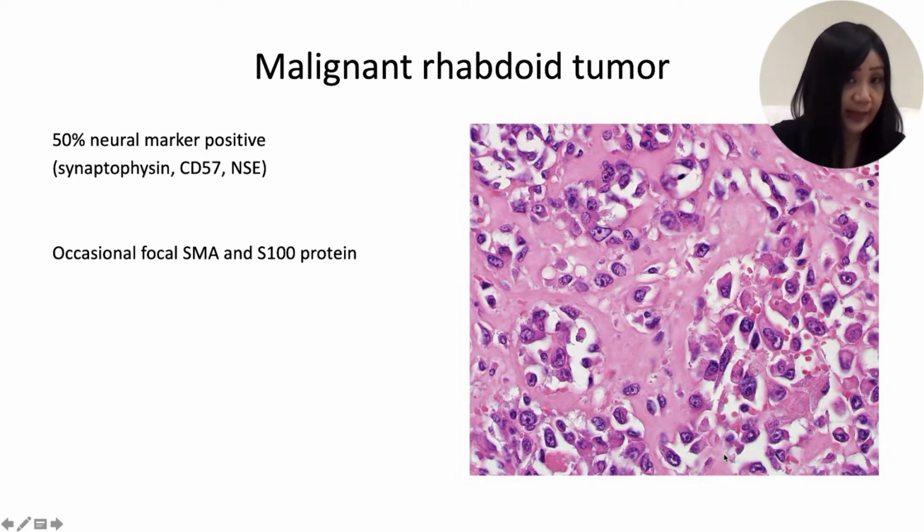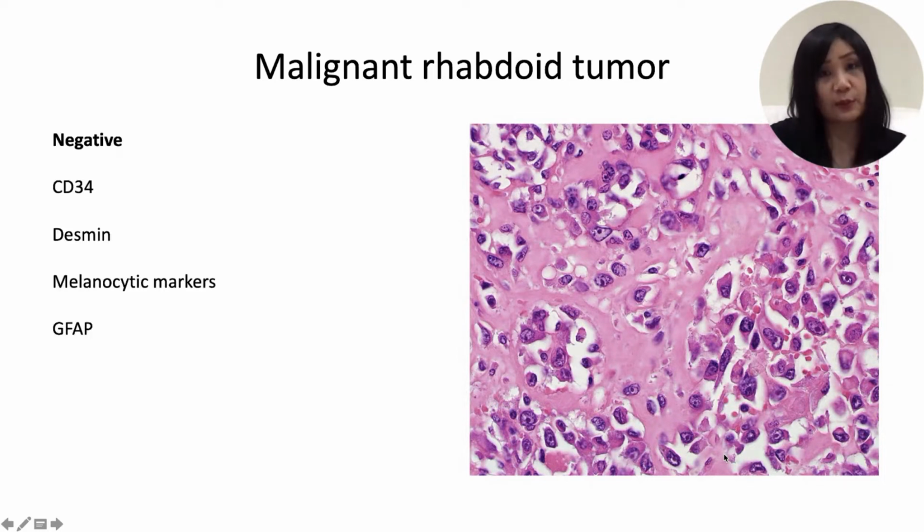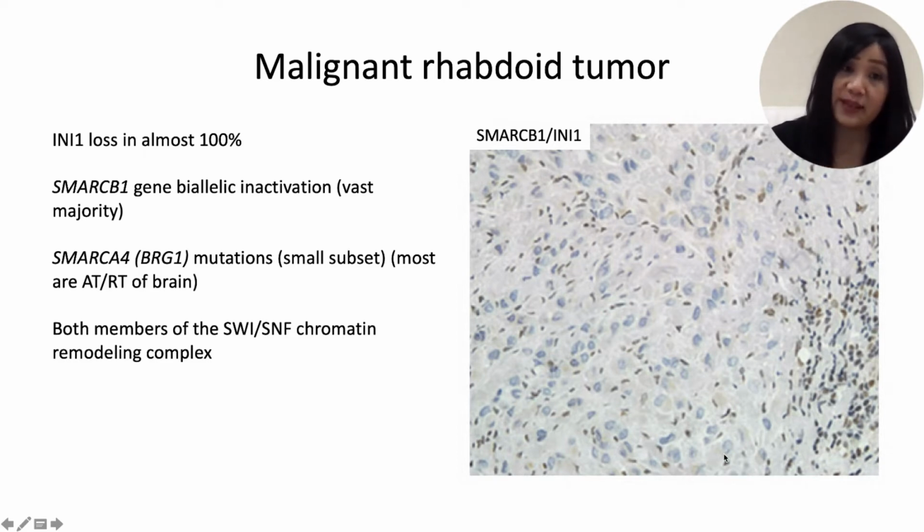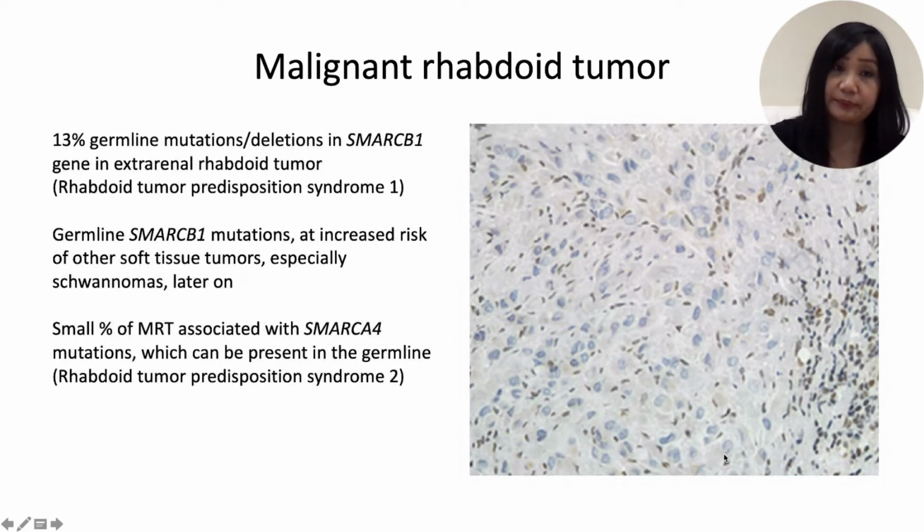There can be occasional SMA and S100 protein expression, but in contrast to epithelioid sarcoma, these are CD34 negative. In contrast to rhabdomyosarcoma, they are consistently desmin negative. They're negative for melanocytic markers and GFAP. So actually diagnosis in the particular clinical context is relatively straightforward. INI1 loss is seen in almost 100% of cases.